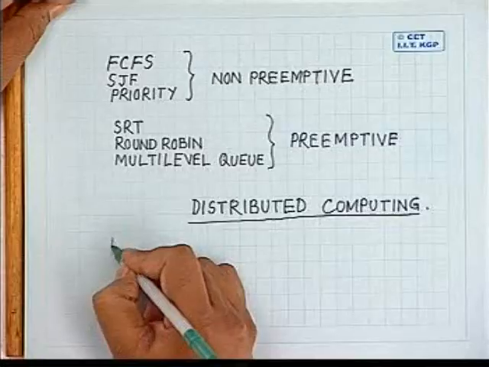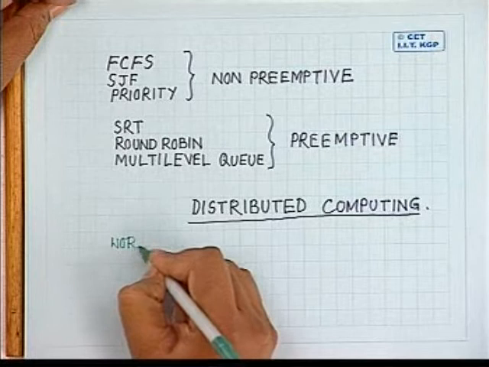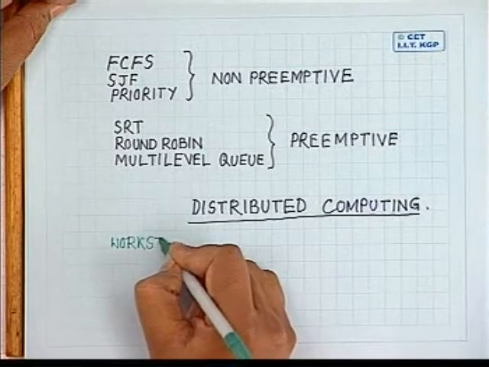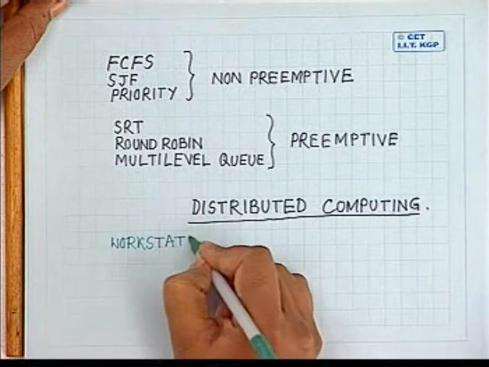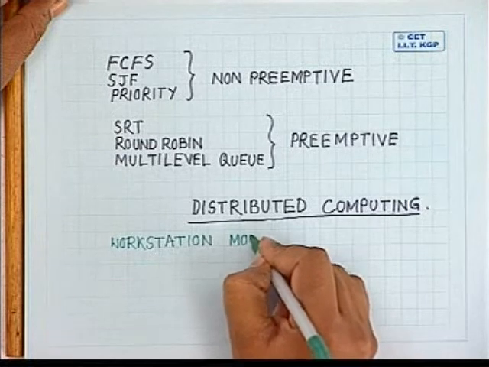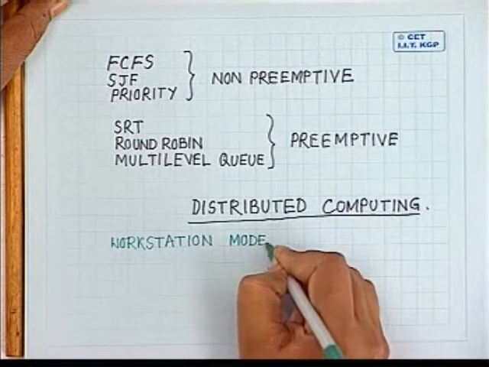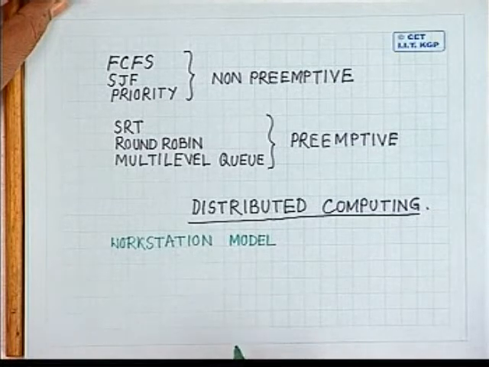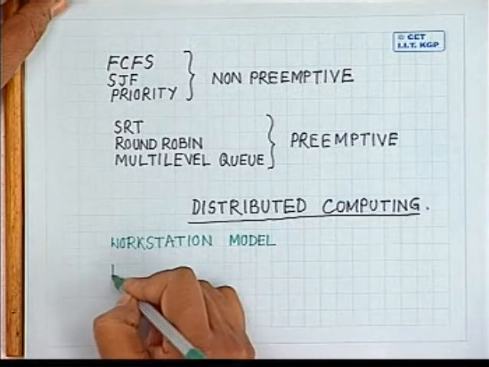Now, when I come to this distributed computing environment, typically I can have two types of environments. We have to see what the model of the distributed environment is. One is called the workstation model. And the second model is called the processor pool model.